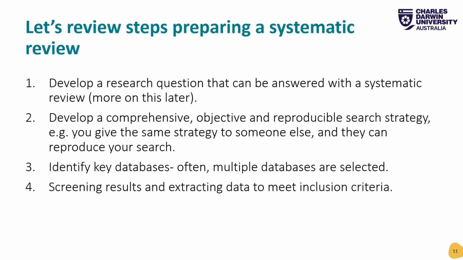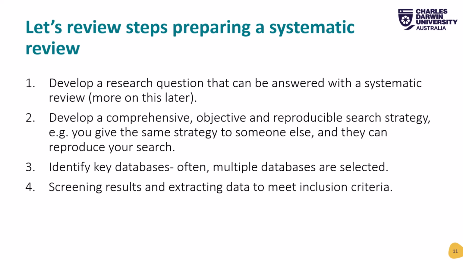Let's recap on what we've covered so far. A systematic literature review has multiple different steps that need to be completed. First, you need to develop a research question that can be answered with a systematic review. Then, you need to develop a comprehensive, objective, and reproducible search strategy. So say, for example, you give your search strategy to another researcher, they should be able to follow that strategy to produce results. You need to identify key databases.